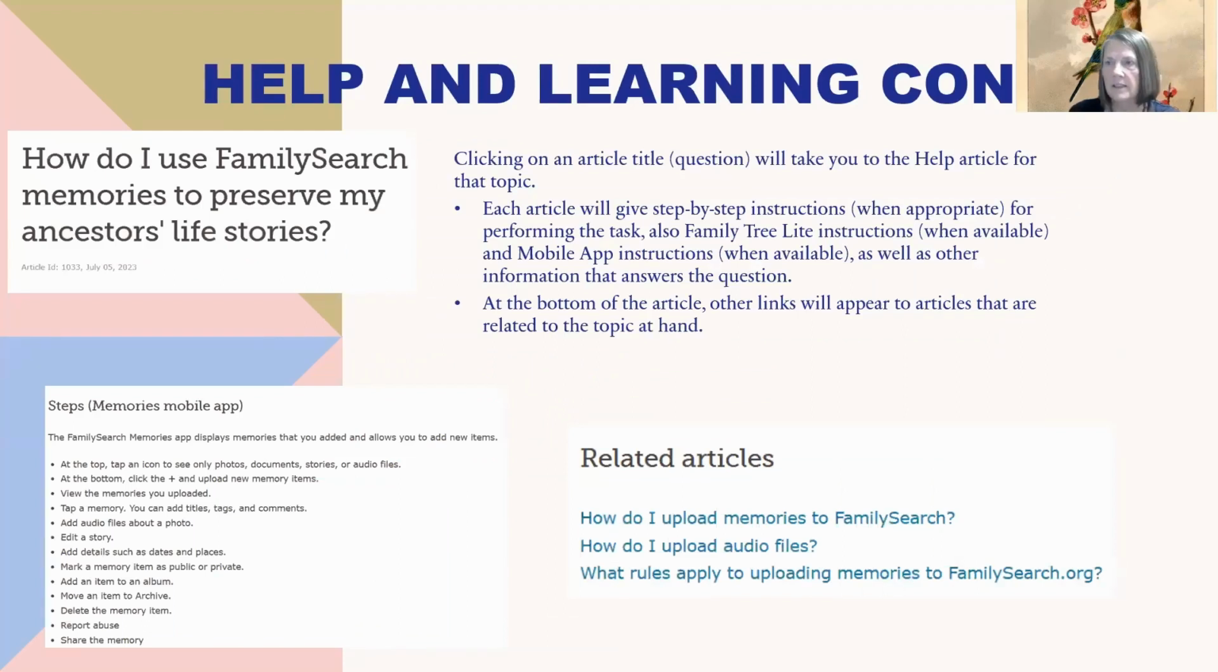Then when you get the list of articles and you find the one that you want, for example, How Do I Use FamilySearch Memories to Preserve My Ancestors' Life Stories, you would click on that and it would take you to the article for that topic in the help. In each article, if it's a process, it will give you step-by-step instructions. It also gives Family Tree Lite instructions when they're available on Family Tree Lite, and mobile app instructions when that function is available on the mobile app. It will also give you other information that answers the question.